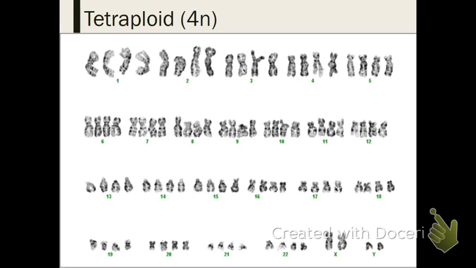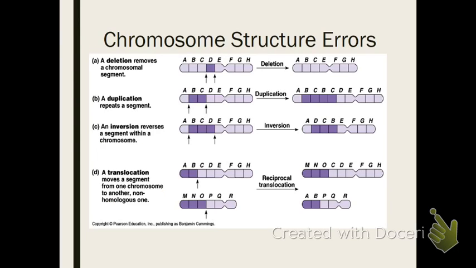So you wind up with 4, a full set from both gametes. They just all stay together, so you get tetraploid instead of diploid. Okay, so 4 of each kind. Now, that's one kind. The chromosome number can be messed up.